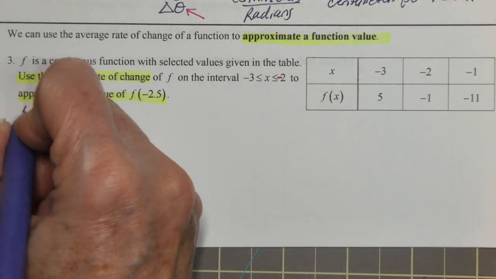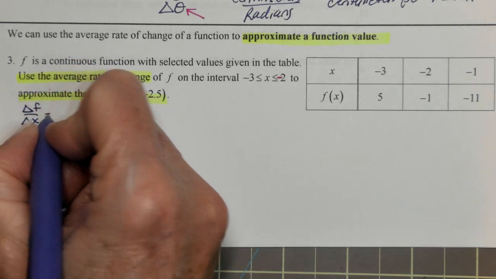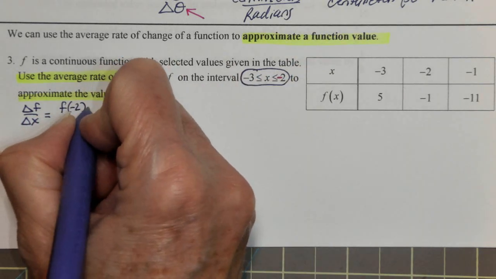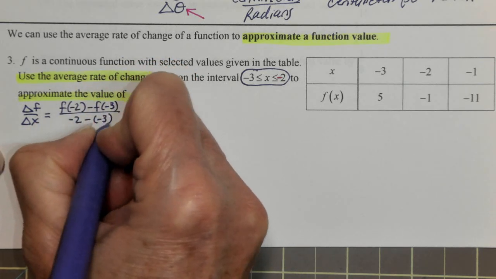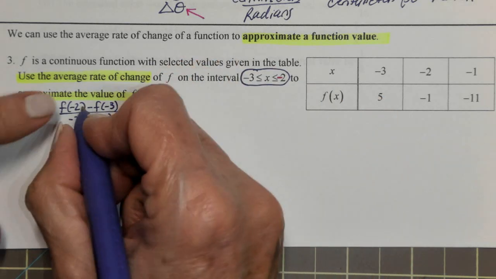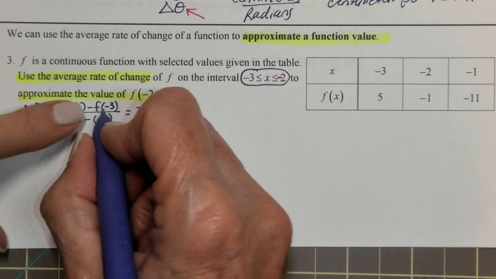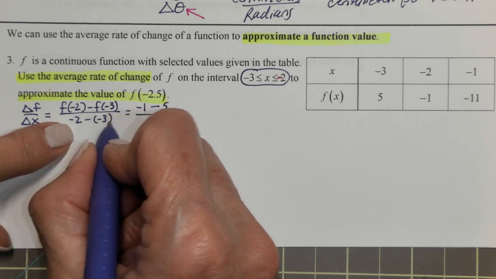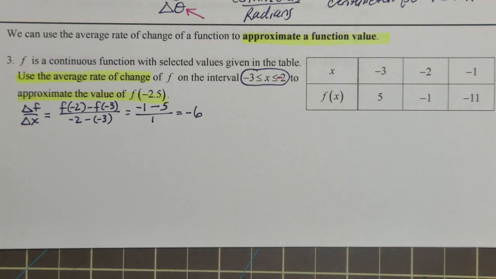So first we're going to find the average rate of change, delta f over delta x. Well, they tell me the interval to use. So f of -2 minus f of -3 divided by -2 minus -3. From the table, f of -2 is -1. f of -3 is 5. -2 minus -3 is 1. So this is just -6. So the slope between those 2 points is -6.